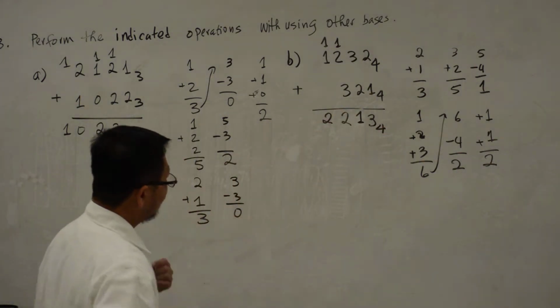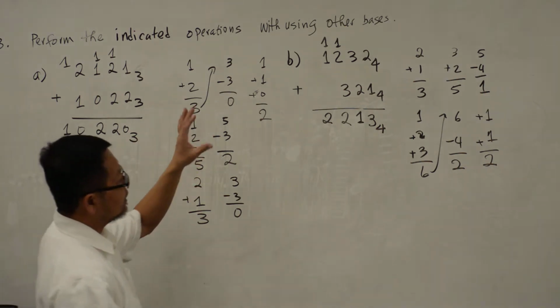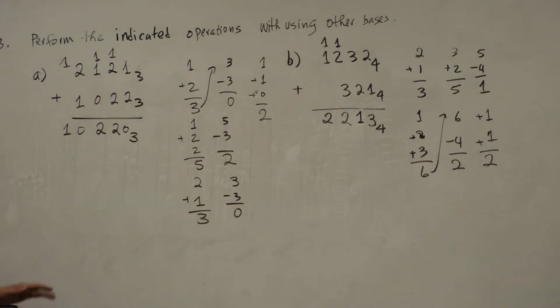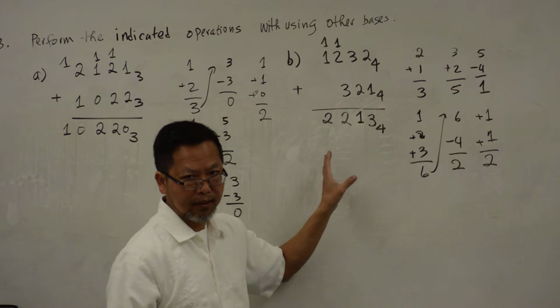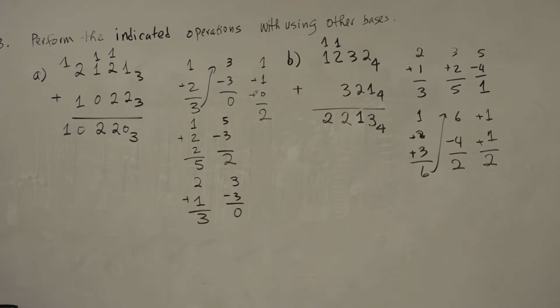So we say that 1, 2, 3, 2 base 4 plus 3, 2, 1 base 4 is equal to 2, 2, 1, 3 base 4. Remember, each digit must be less than the base. If it equals the base or is more than the base, that answer is not right. Okay? So that's part B.